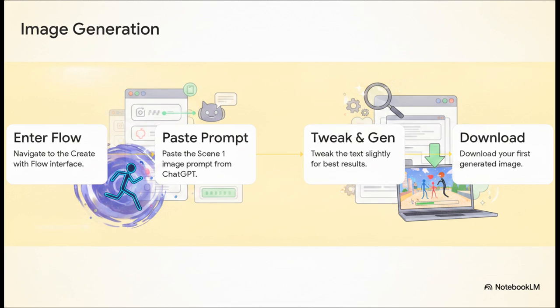Step 3, and this is optional, you can slightly tweak the text if you want to alter the result a bit to fit your exact vision. Hit enter, let it generate, and then step 4, download that very first image. Super straightforward so far, right?